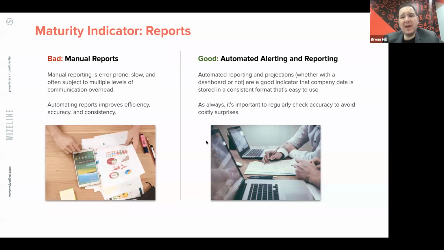So you want to have automated alerting and reporting. So once you have the reporting automated, that's also where you can easily add some intelligence where if, say, sales are way up or way down, you send an alert to investigate that something's off.